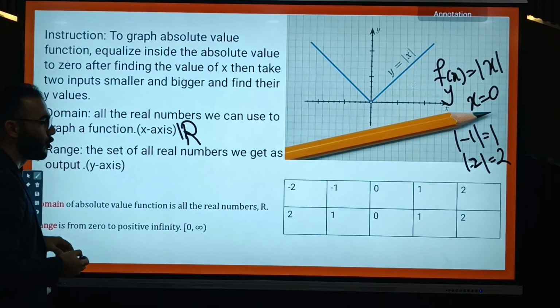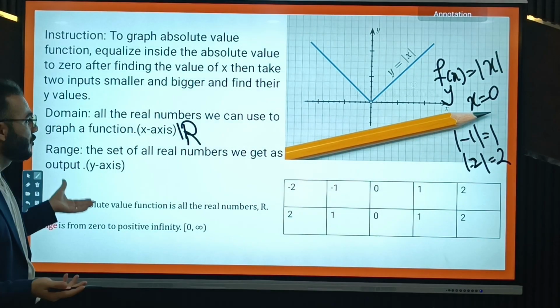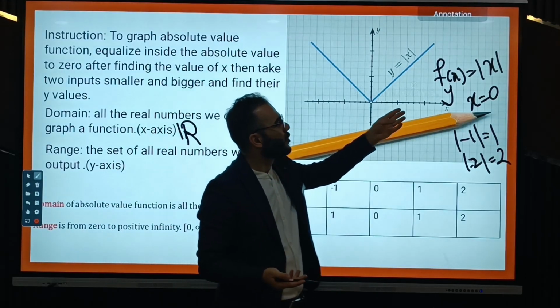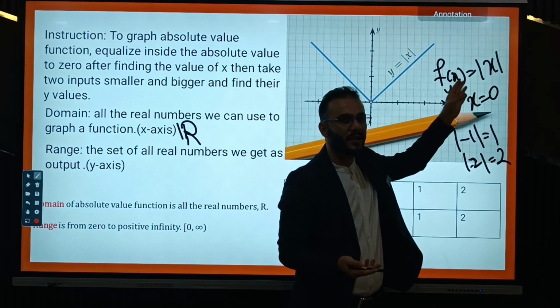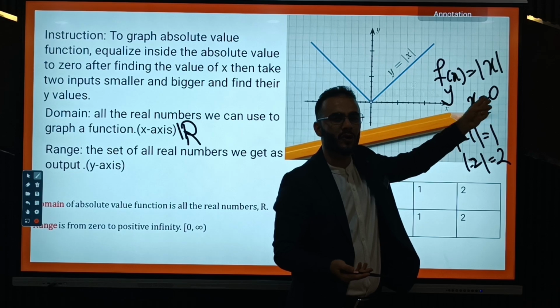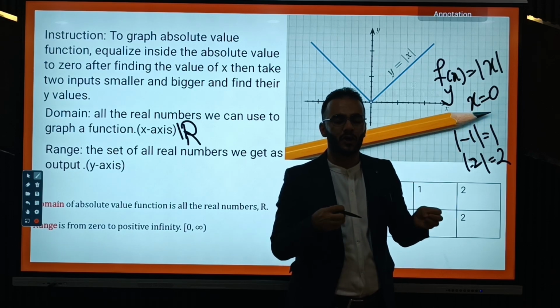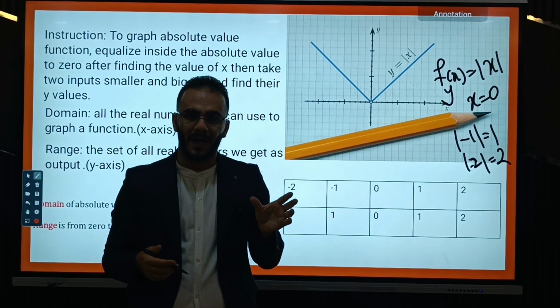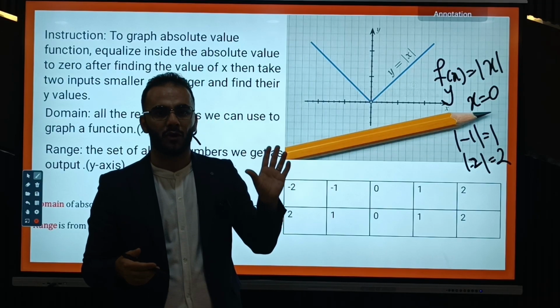So the domain of the absolute value function is all the real numbers. What I mean by that is, for example, you can put 2, you can put negative 2, negative 1 over 2, negative square root of 2, everything. So it has no problem. That's why the domain of the absolute value function is R, which is all the real numbers.